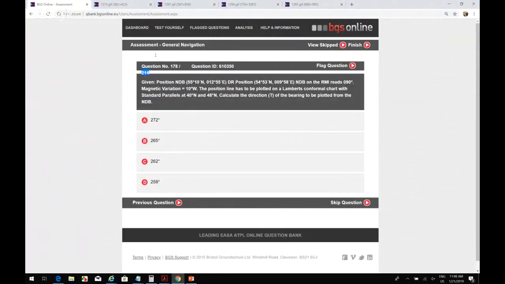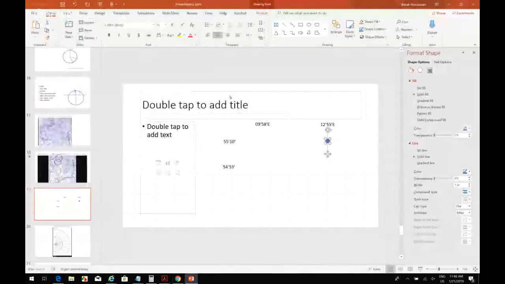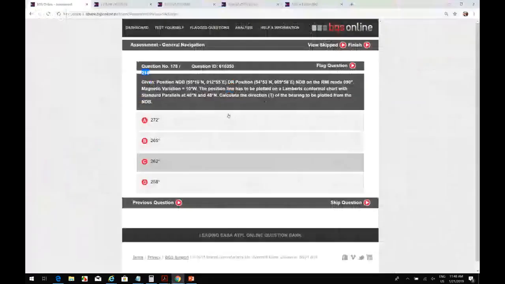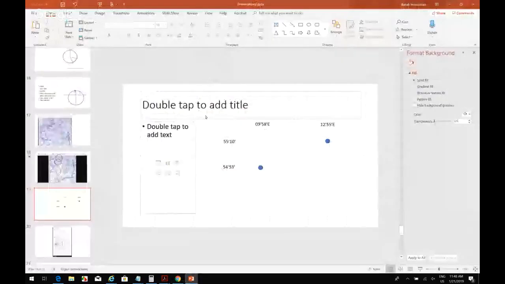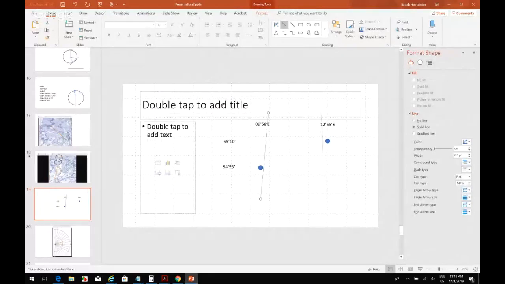NDB reads 90 degrees. If the position on the NDB is 1255 east, 5510 north, we've got this one down here. The RMI reads 90 degrees. Let me draw this longitude, this longitude. Okay.